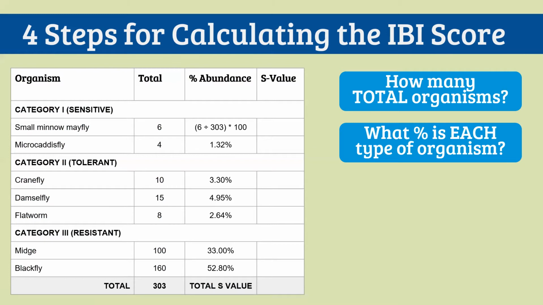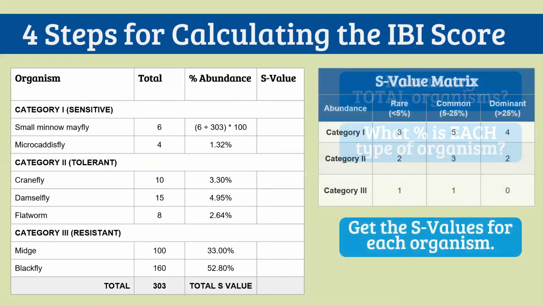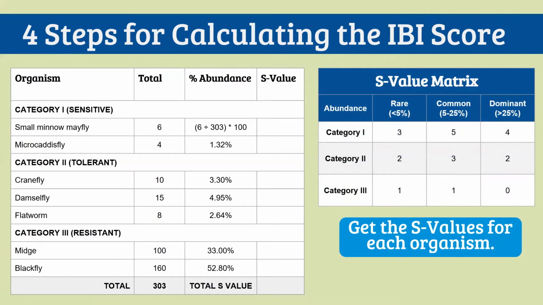These values are important for determining the S value, or S score. To figure out the S value, we use the S value matrix. And the S value matrix works pretty much like a multiplication table, where you find where certain things intersect. If you were looking at category 1 insects, like small minnow mayflies, you would look in the category 1 row. But if you're looking at midges, you look at the category 3 row.